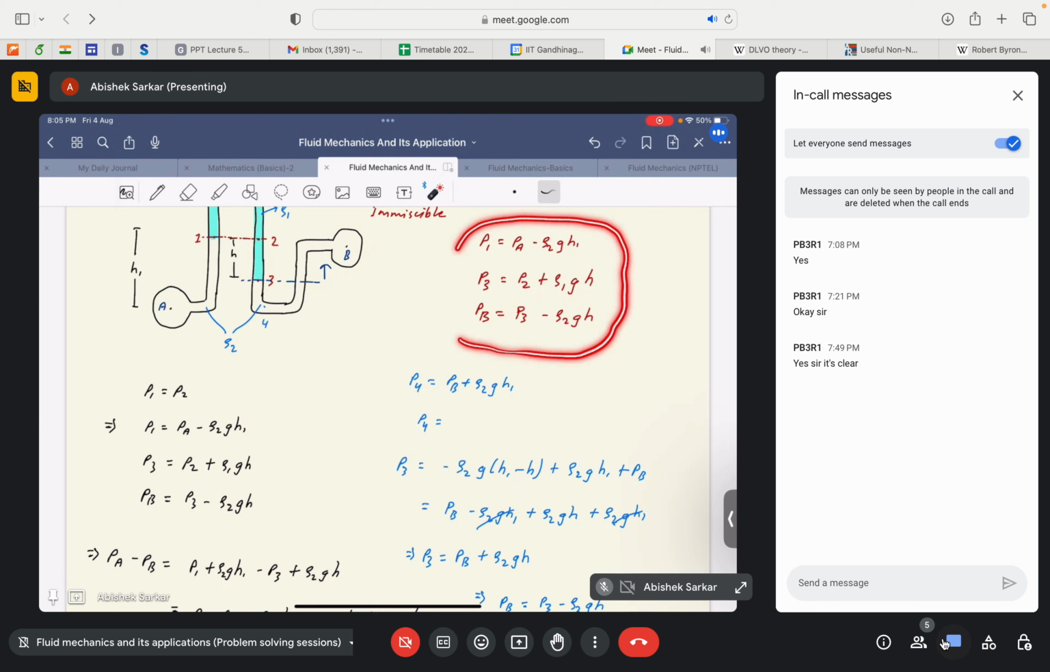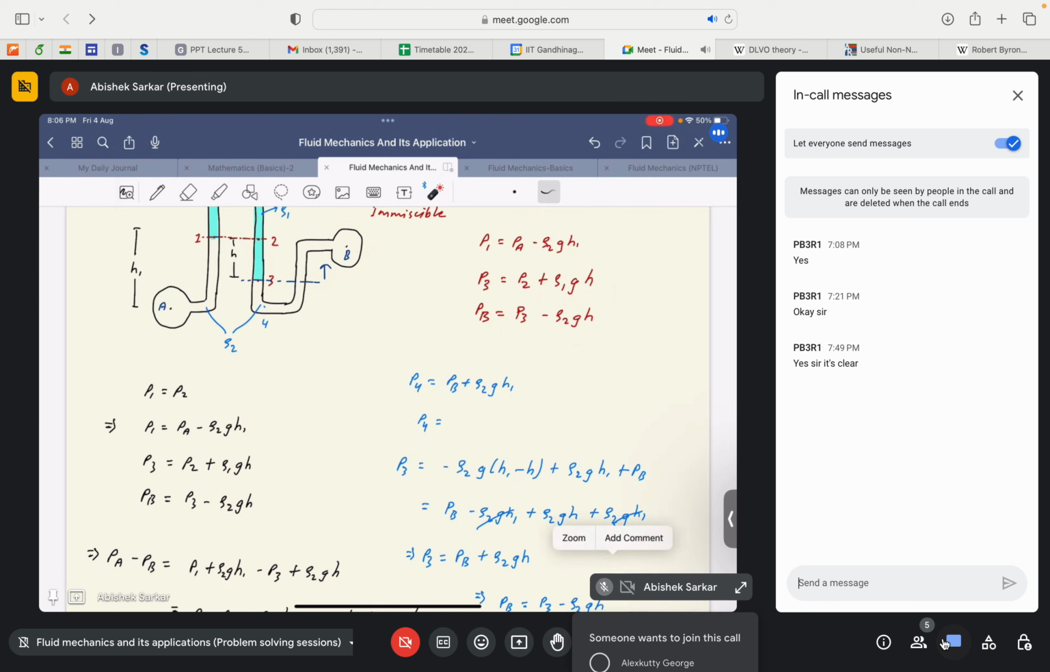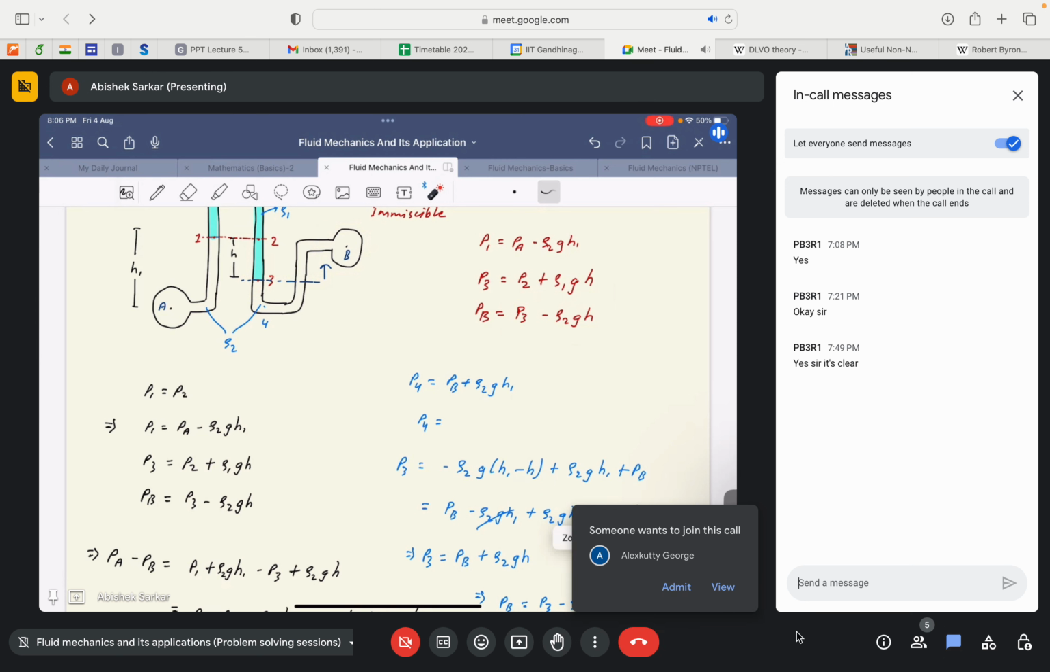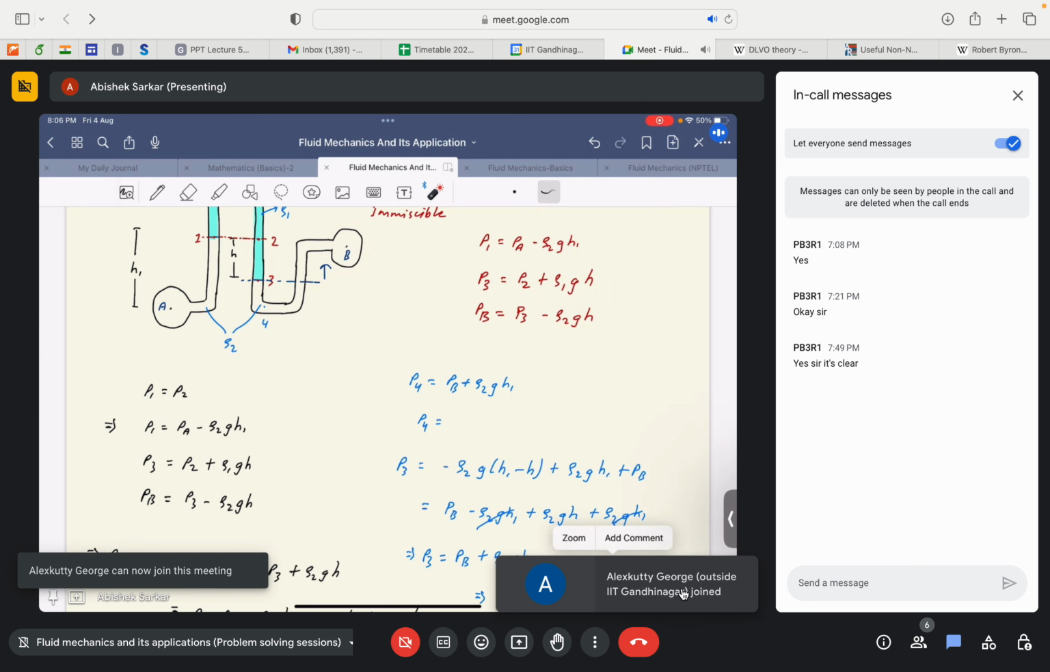So I hope this was clear. Could anybody please say yes or no, like is it clear? Because it's very simple and quite important. So I hope it was clear. Okay, so I'll assume that it was clear.